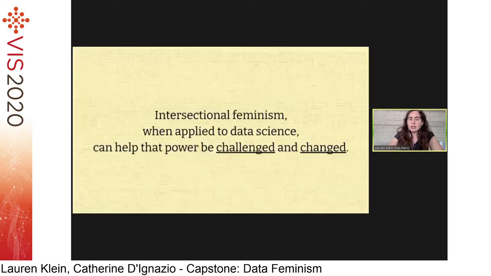And intersectional feminism, when applied to data science, or to the visualization that is required of data science, our gambit is that intersectional feminism can help that power be challenged and changed. And our argument, distilled into a single line, is that data science needs feminism, and intersectional feminism in particular, if we ever hope to overturn these power imbalances.